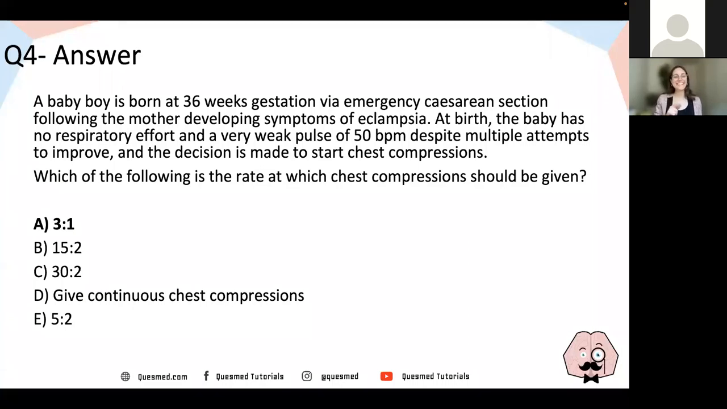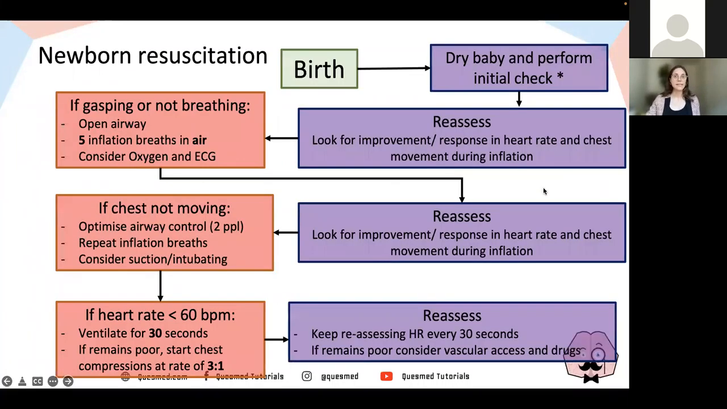So I can see why a few of you might have gotten confused. Obviously 30 to 2 is adults, and 5 to 2 is made up. And continuous chest compression you'd only give if the baby is intubated. So 3 to 1 is the correct answer here.